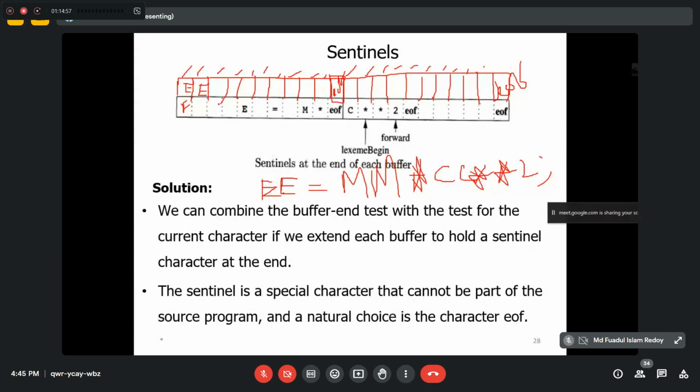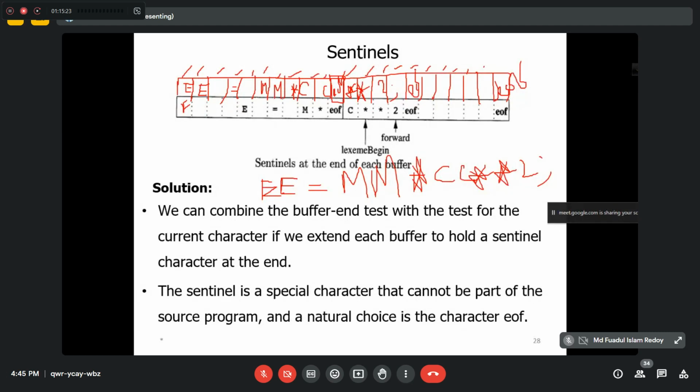Then there is a white space, then this one, then again white space, then MM, then this one, then C, then this one, then 2, then okay. So your input is done.